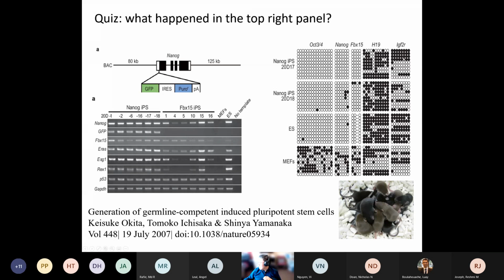But look at the iPSCs. I would say they are more similar to MEF than embryonic stem cell. You compare this methylation pattern, you will see they are more similar to the MEFs than embryonic stem cells. So what I'm trying to tell you is that reprogramming is not perfect.